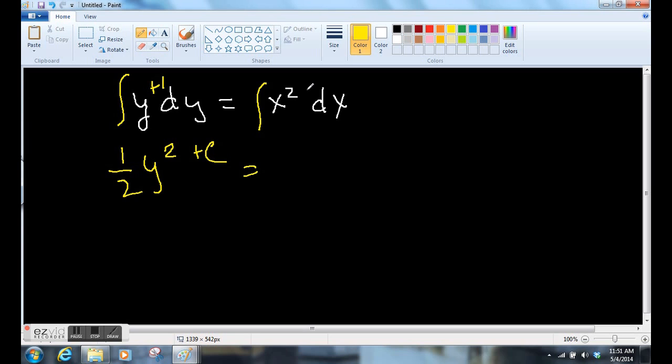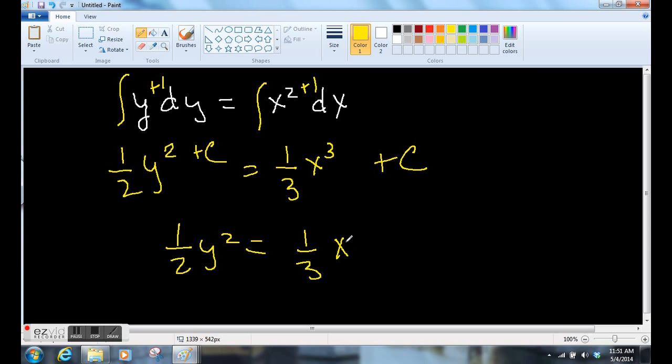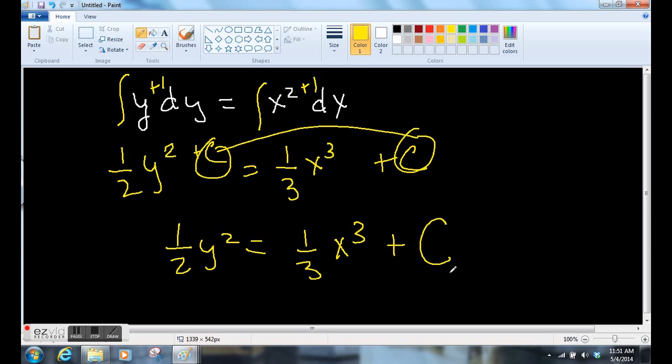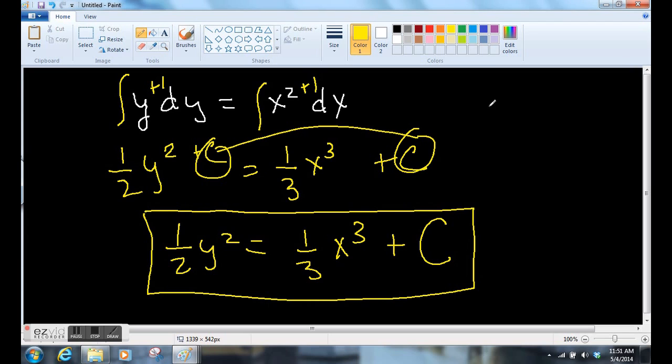The integral of this side, add 1, is x cubed, 1 over 3, plus a constant. And the answer then is 1/2 y squared equals 1/3 x cubed plus a constant. Remember that constants go together. Since we don't know what the numbers are, they just become some other new constant. And this is your answer. You can leave the answer in this form, and that's part of the trick with these problems, learning to figure out how far you have to solve it. In this case, leave it in that form.